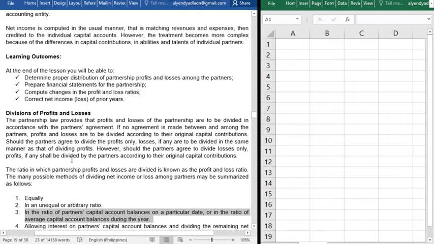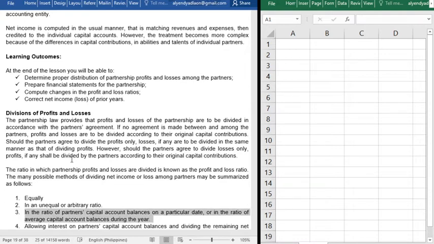Now third, in the ratio of partners' capital account balances on a particular date, or in the ratio of average capital account balances during the year. So it could also be according to the capital, right? Now, it depends because we have the original capital contributions. We also have the beginning capital and the ending capital. So it depends upon the particular date.